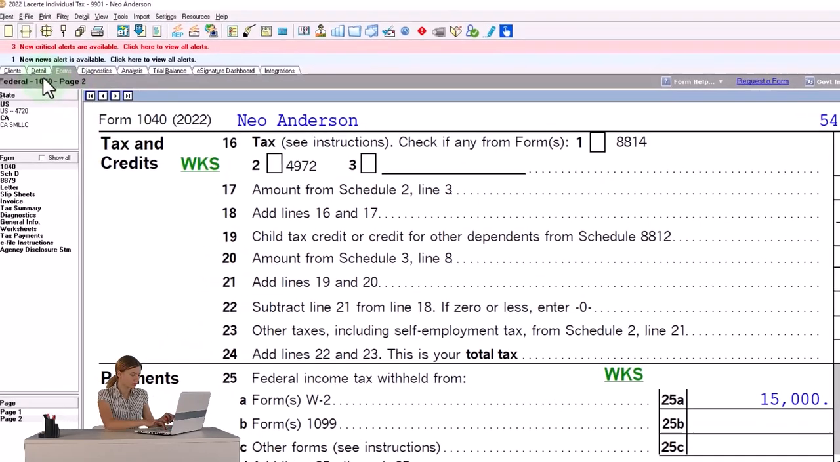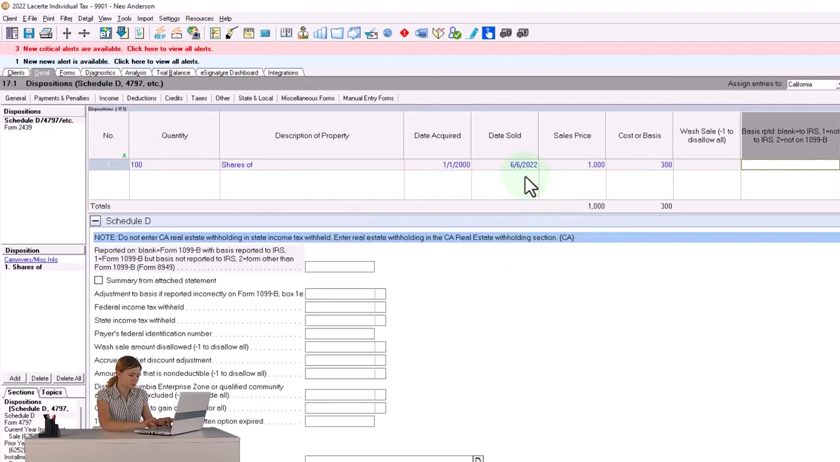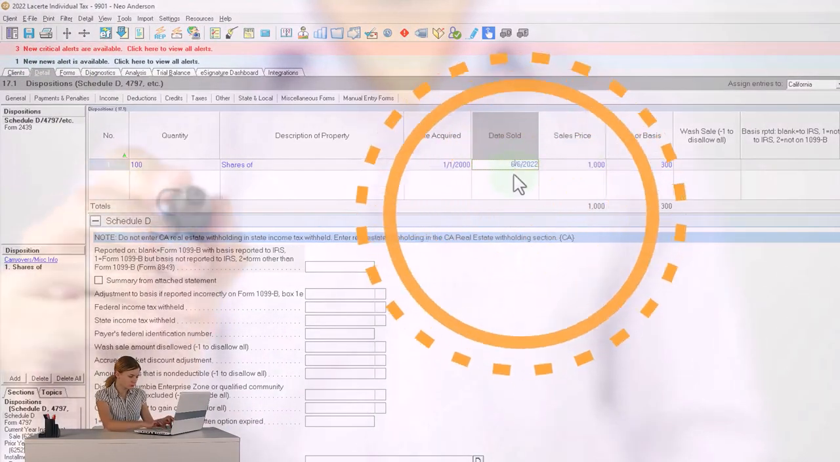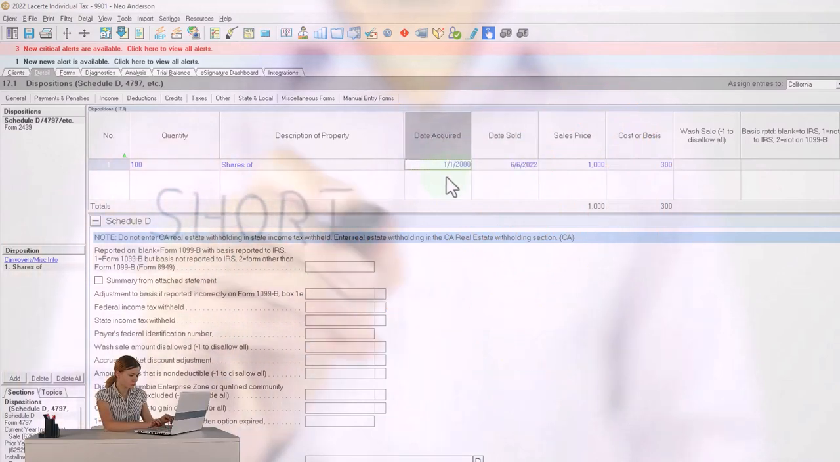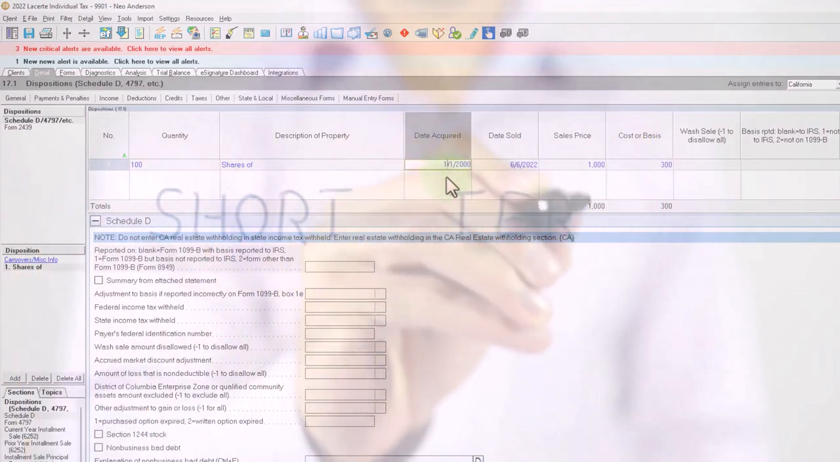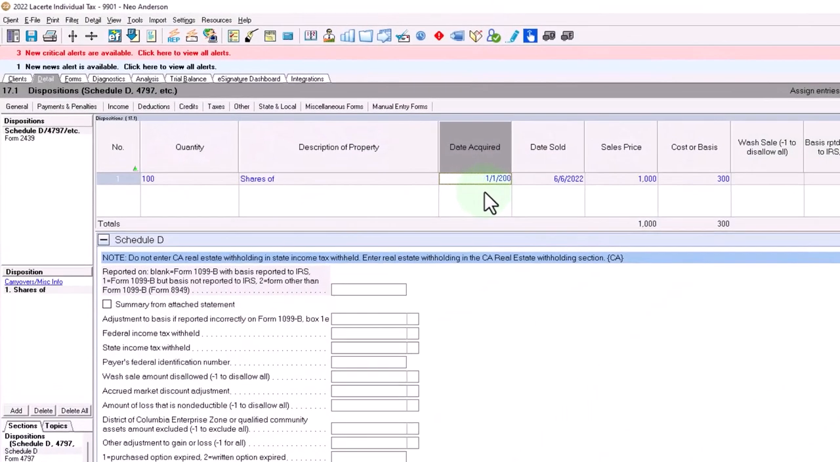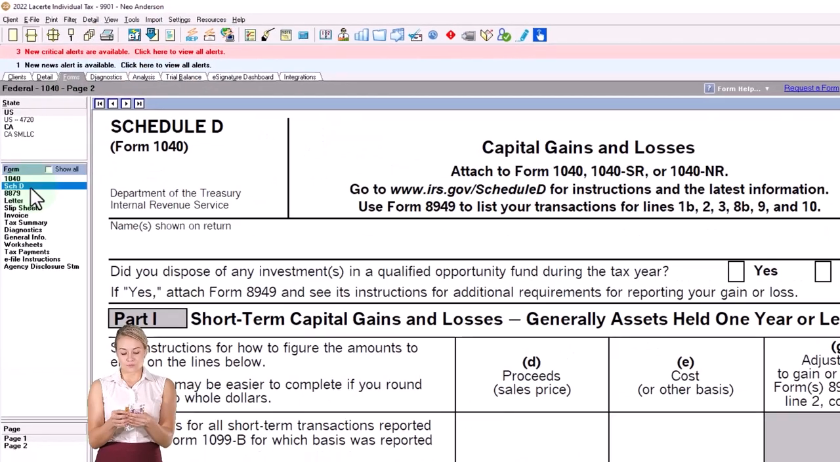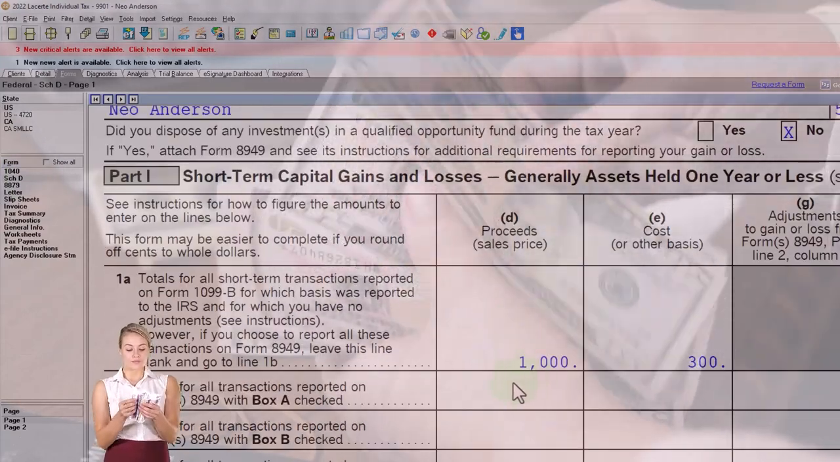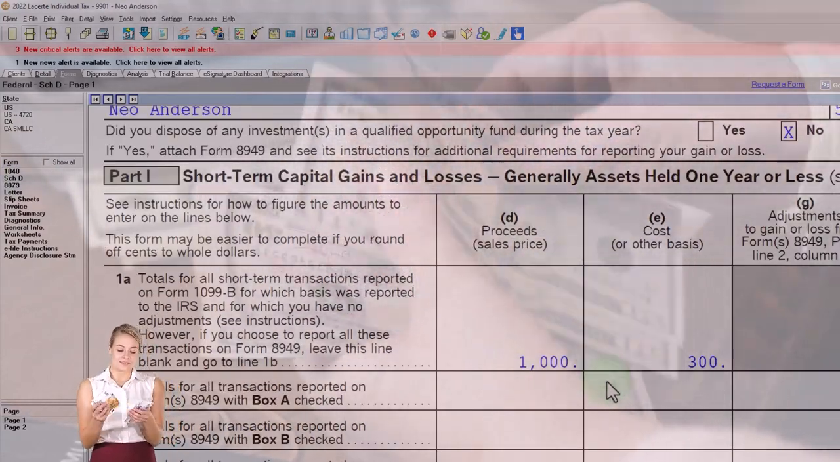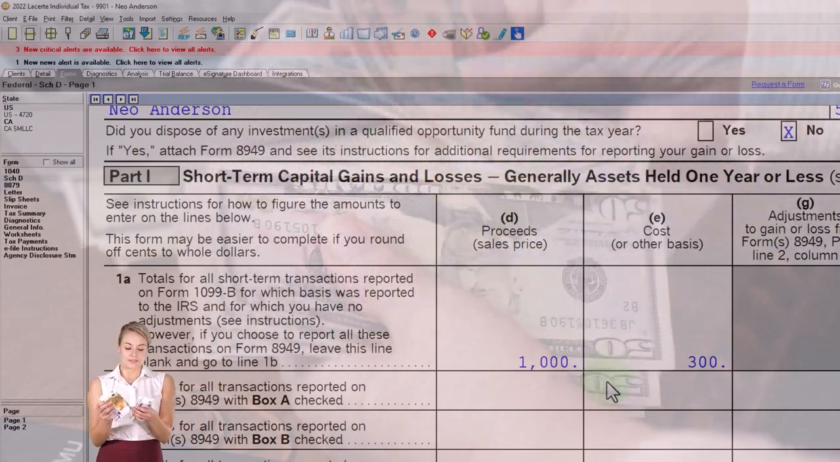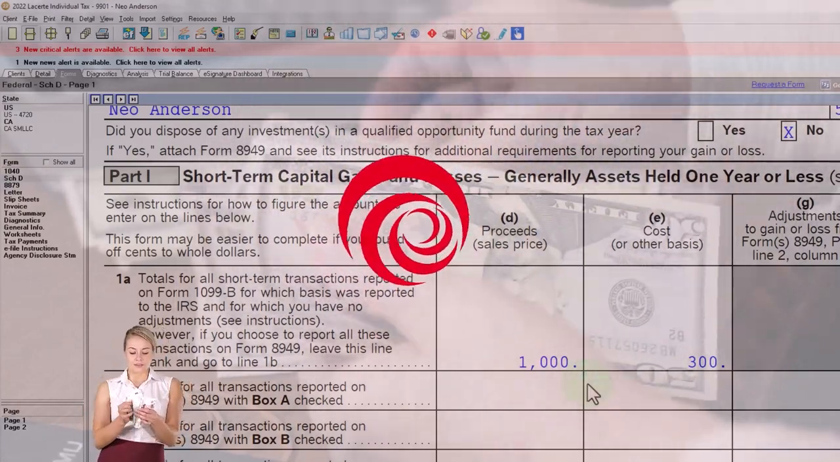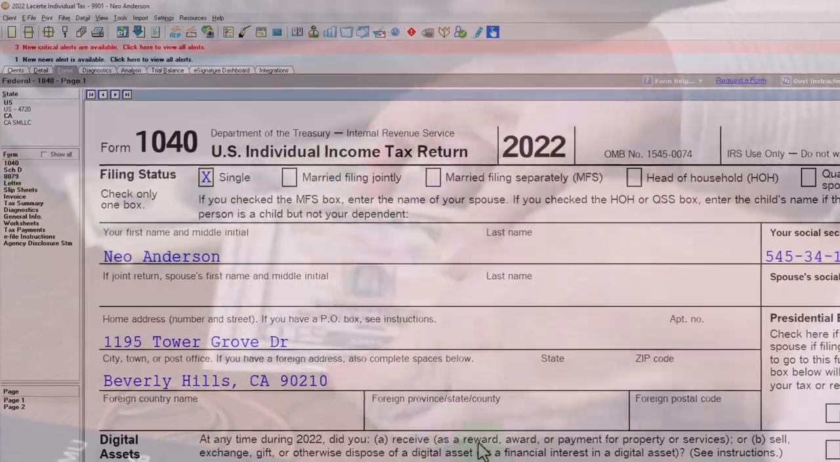Now let's go back over and say that it was short term. Let's say we bought it in January of 2022, so we sold it within a year. So now it's short term. Therefore, same impact on the net income, but the tax rates should be at ordinary income rates. Now it's up top at the short-term portion, and then if I go to the form 1040, it pulls over.